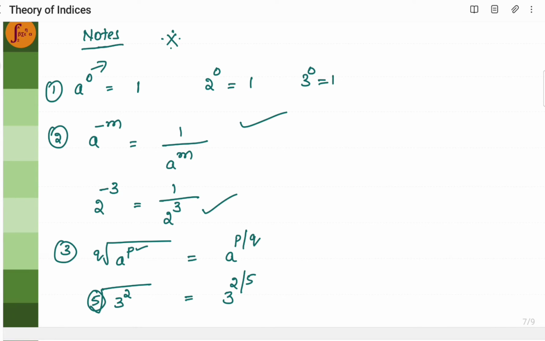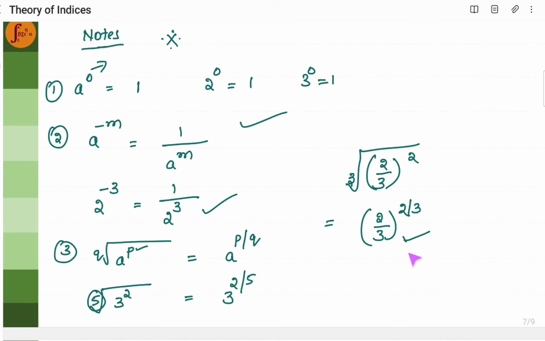Let's take another example. Say I have a cube root. When you have 3, you call it a cube root. How do I write this? I have to write this as 2 by 3, the whole square. This 3 I'll have to divide here by 3. This 3 will become by 3. This is again a very, very important concept.